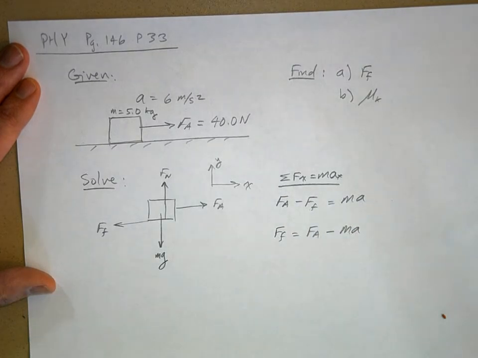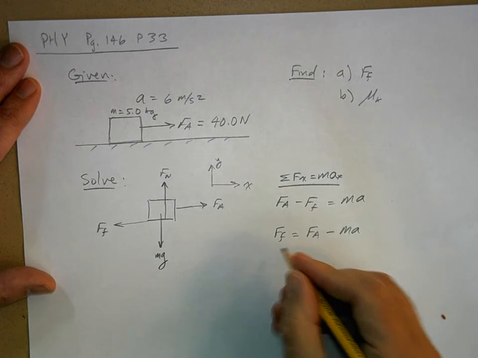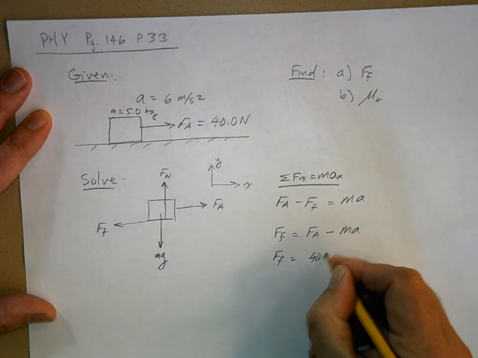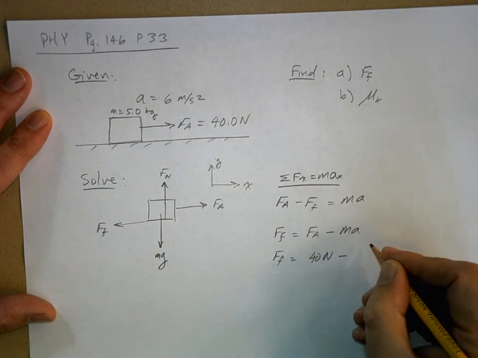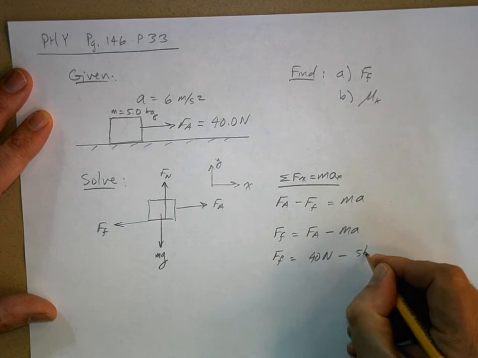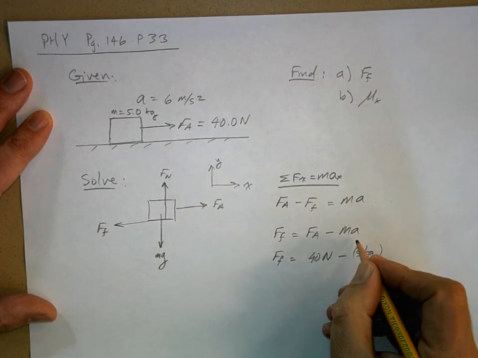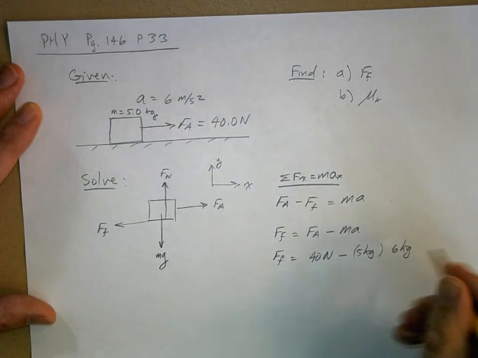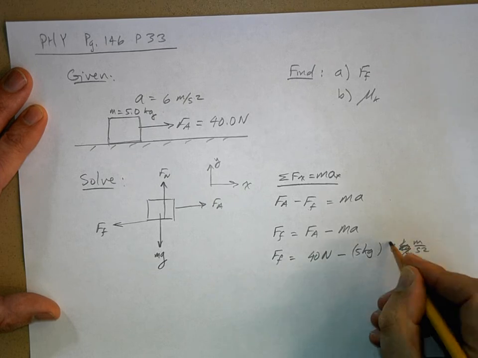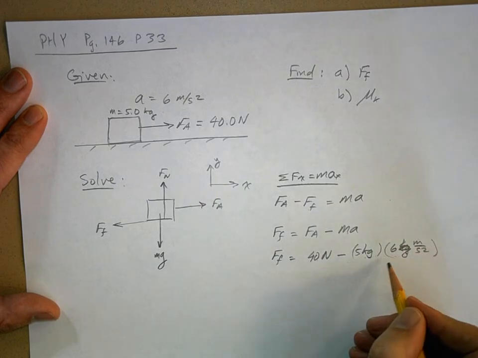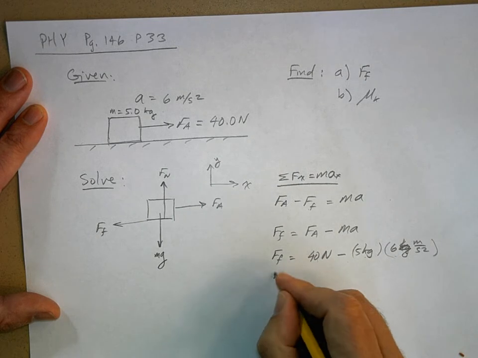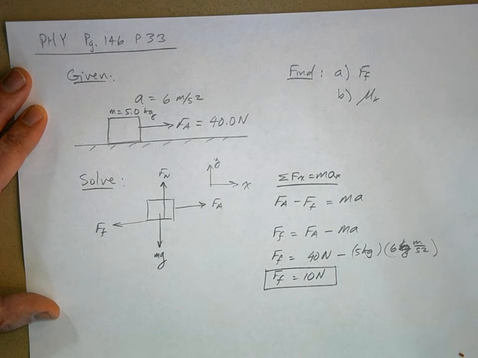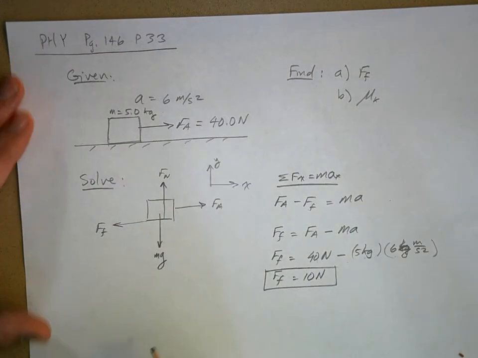You see that algebraic step? I did it in multiple steps. Then I just plug this in. The applied force is 40 newtons minus ma. What is m? M is 5 kilograms. What is a? It's not 9.8. It's 6 meters per second squared. So that's 40 minus 5 times 6 is 30. 40 minus 30 is 10. Boom.